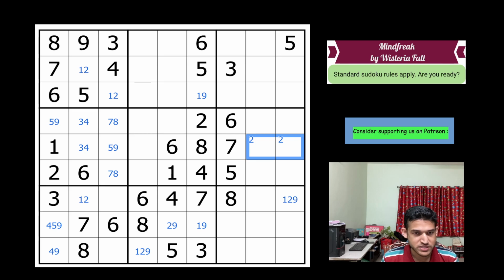Okay, let's look at row 6. These two cells can't take 1, 4, 5, 2, 6, and 7. So they must be 3, 8, 9. This will be 3, 7, 9 for the row. And 2, 6, 8, 1, 4, 7. This would be 3, 5, 9. This would be 3, 7, 9. So 5 must be in one of these two cells.